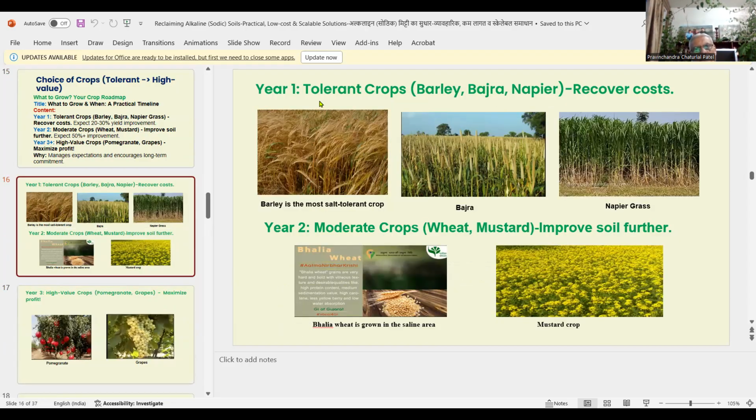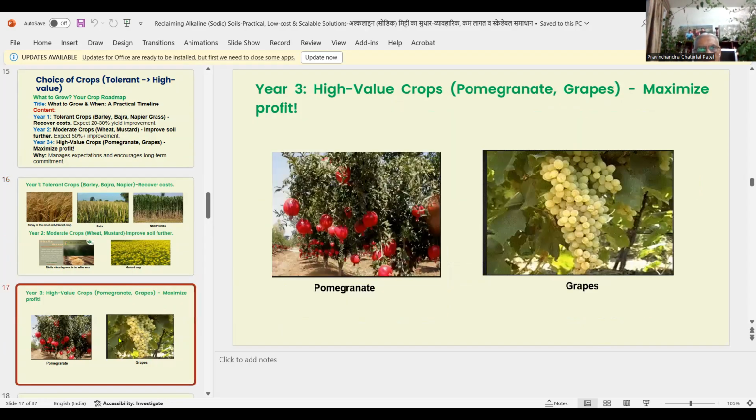So here you can see that year 1, tolerant crops: barley, then bajra, then napier grass. Then year 2, moderate crops: wheat and mustard. Year 3, high value crops: pomegranate and grapes.